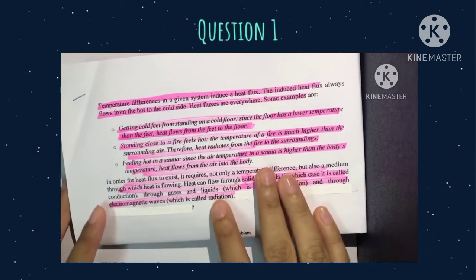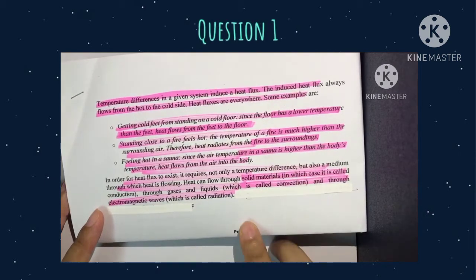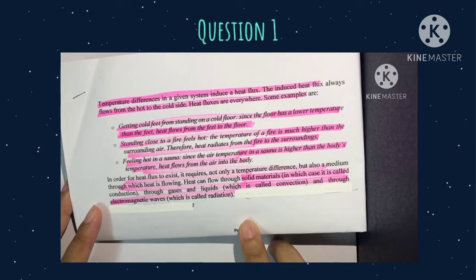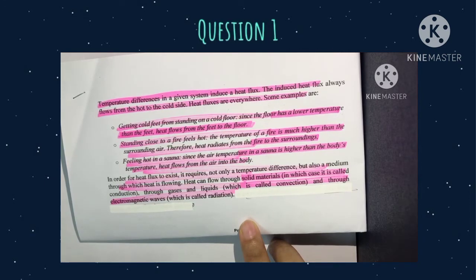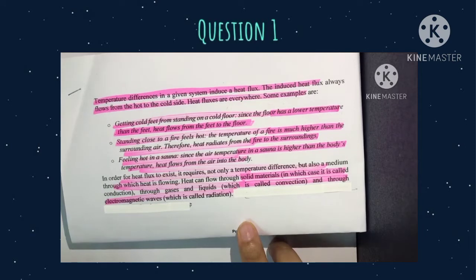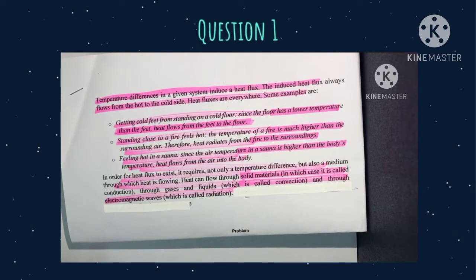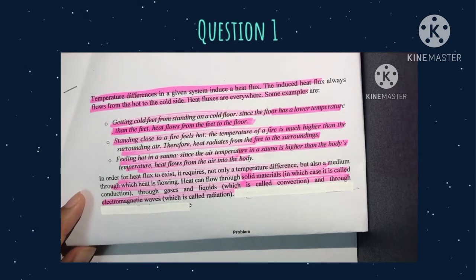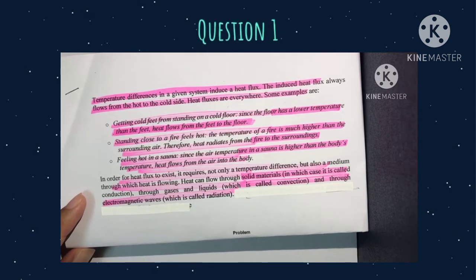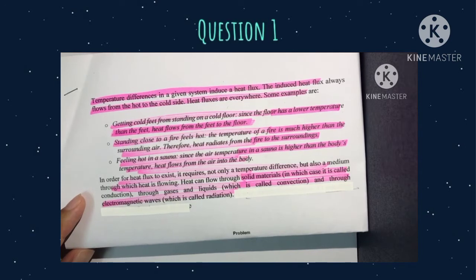Okay. A temperature difference in a given system induces a heat flux. The induced heat flux always flows from the hot to the cold side. Heat fluxes are everywhere. Some examples: first, getting a cold feeling from standing on a cold floor, since the floor has a lower temperature than the feet, so heat flows from the feet to the floor. Standing close to a fire feels hot. The temperature of a fire is much higher than the surrounding air, therefore heat radiates from the fire to the surroundings.